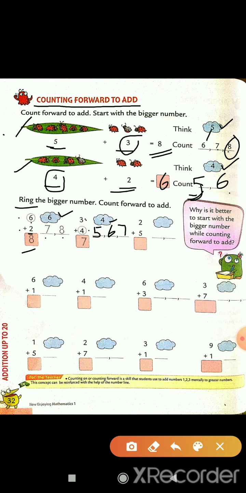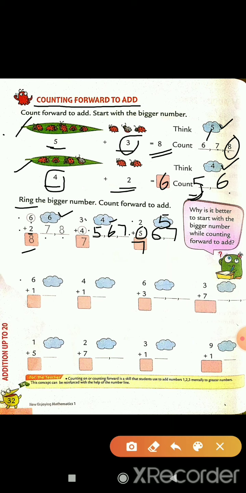What is the answer? 7. Next is 2 plus 5. Which is the bigger number here? 5. So circle 5 and write here 5 as well. Then we have to count 2 numbers forward because 2 is added to 5. So after 5 what it comes? 6 and then 7. So what is the answer here? 7. Got it, students? So 2 plus 5 is equals to 7.